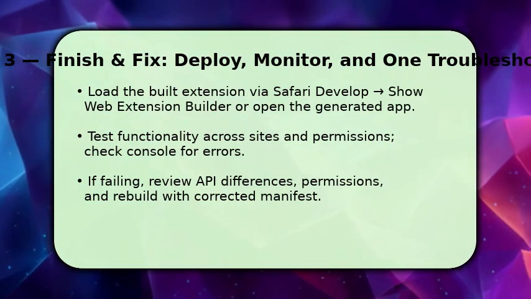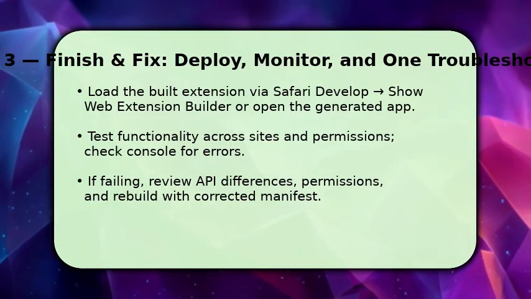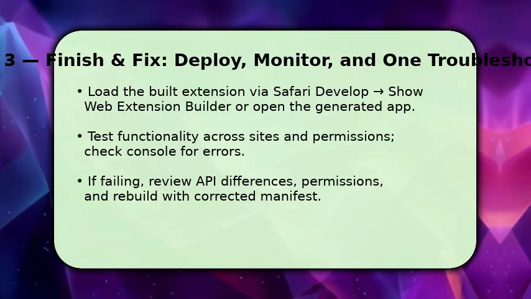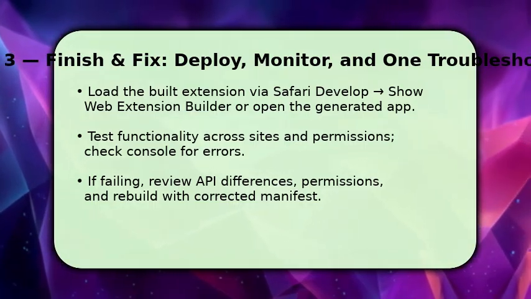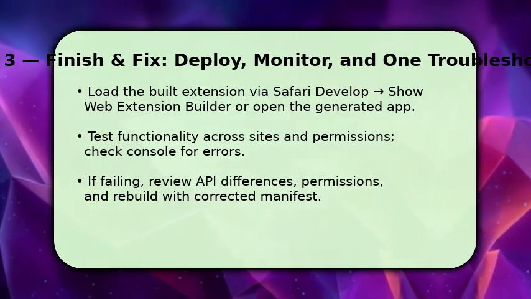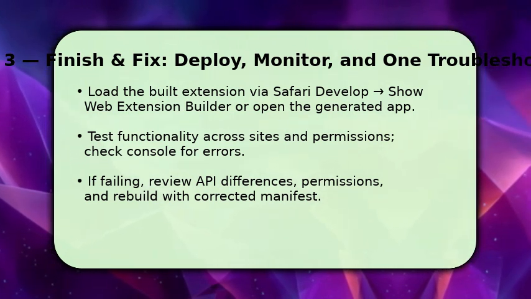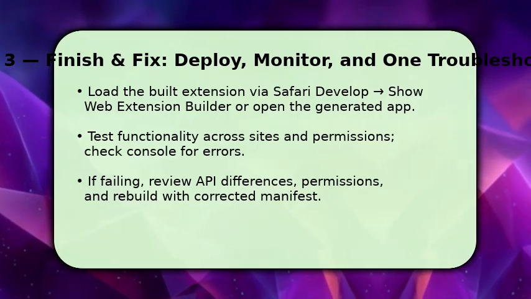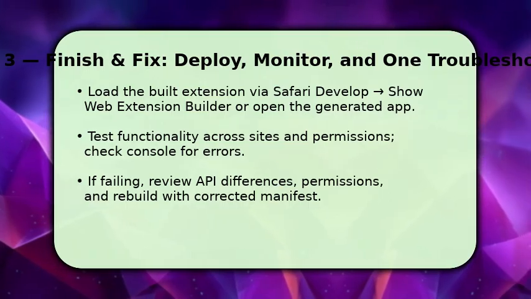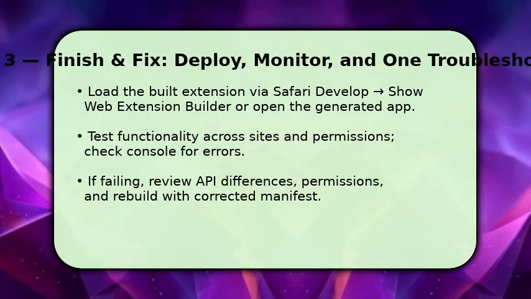Finally, install and test the converted extension in Safari. Use Safari's Web Extension Builder or open the built app and enable it in Safari Extensions. Test all features and grant permissions when prompted, because missing permissions are a frequent runtime blocker. If something fails, inspect the Web Inspector console for errors, then fix API calls, update permissions in the manifest, and rebuild in Xcode. A key troubleshooting tip: when behavior differs, compare Chrome and Safari console logs. That contrast points directly to incompatible APIs or missing host permissions.